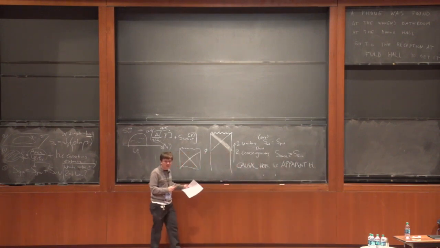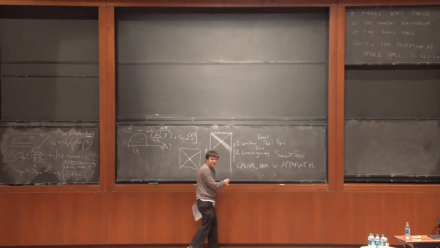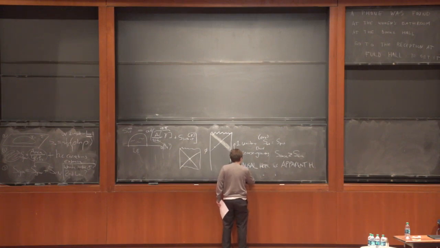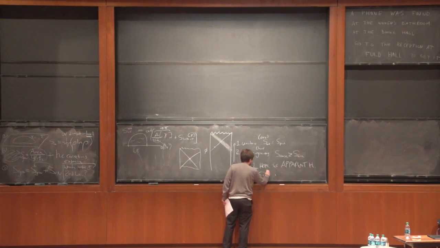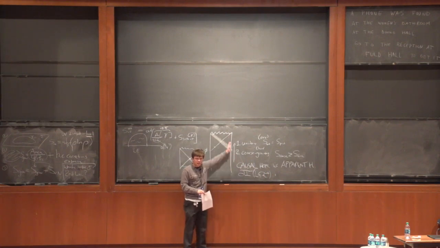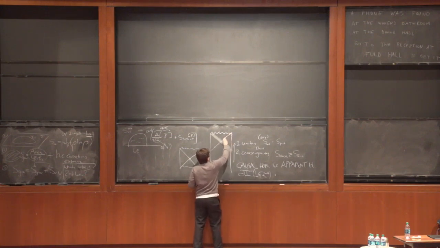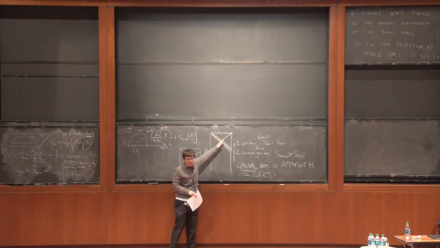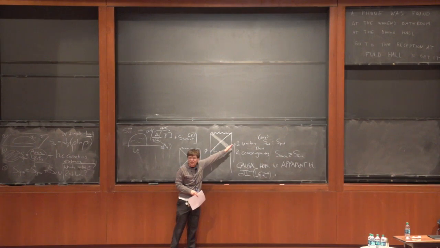A causal horizon is defined as the boundary of the past of some set of points at future infinity. In the case where we take all of future infinity, this is called the event horizon. So I've drawn here the causal horizon already. The apparent horizon, some people don't like this because it's teleological. It depends on what's going to happen in the future.